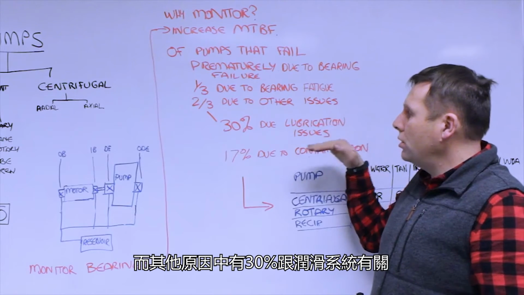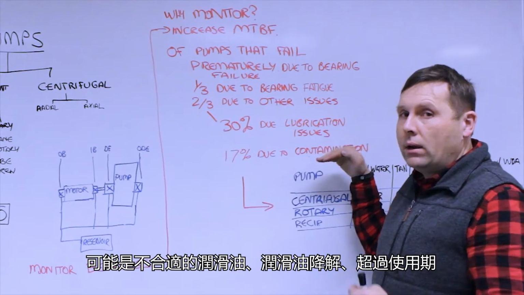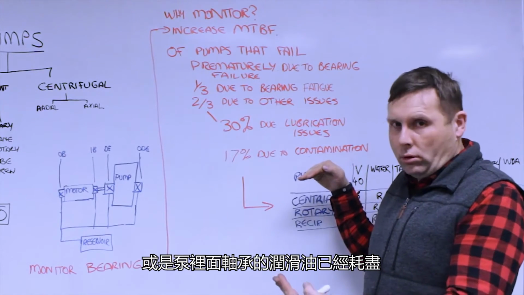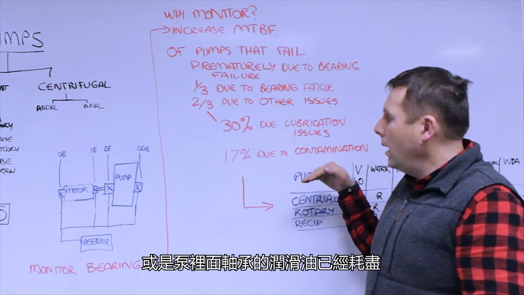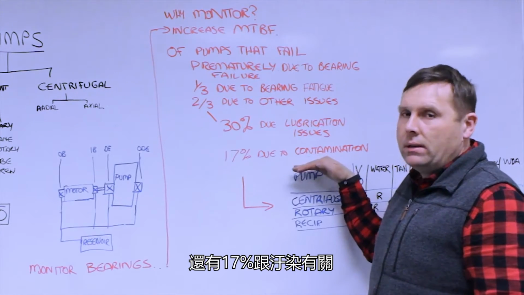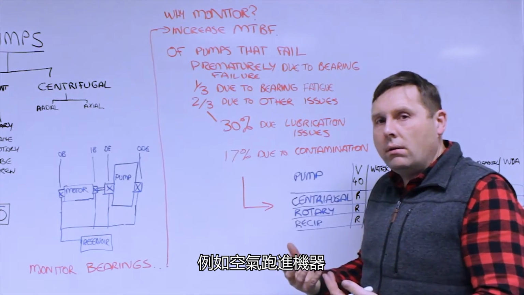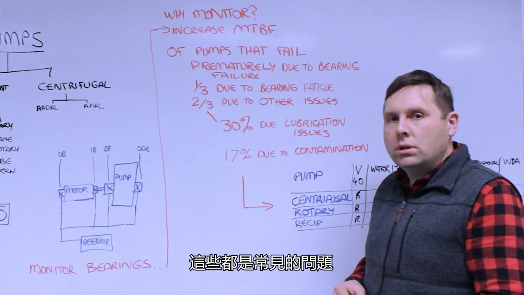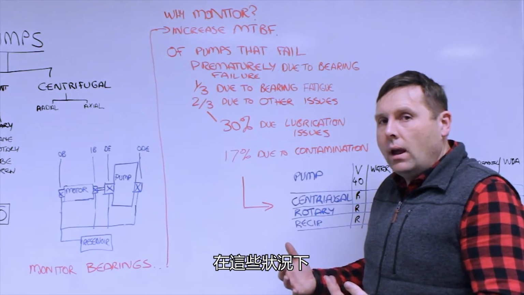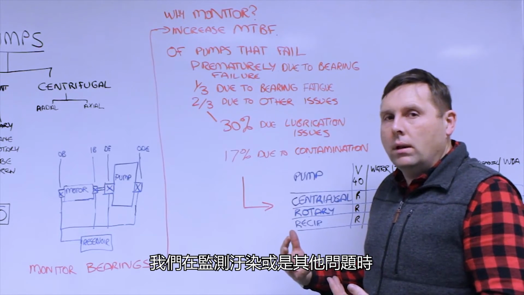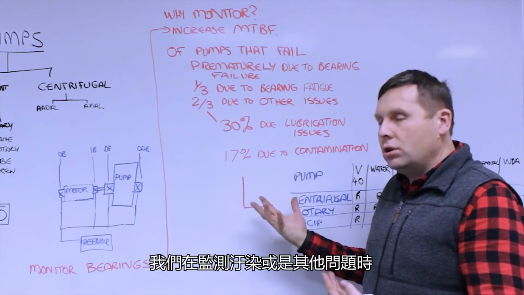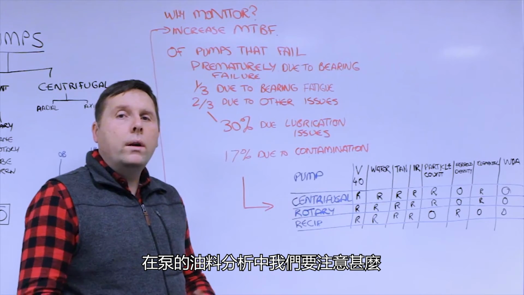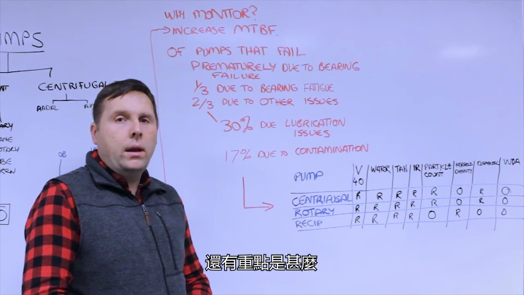And of those other issues, 30% is lubrication related. That could mean the wrong lubricant, or the lubricant is degraded past its point, or there is no lubricant in the pump bearing system. And 17% is due to contamination, such as air, particulates, or water getting in there. Those are the most common issues. So as a result, when we're monitoring for contamination in these issues, we want to check with oil analysis. So with pump oil analysis, what are the tests that we care about and what's important?